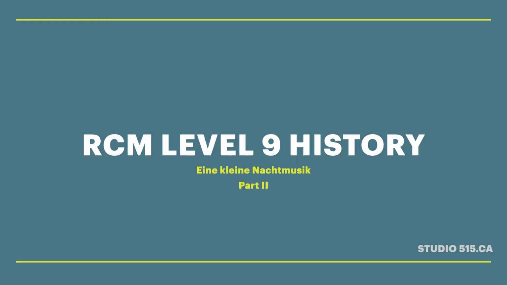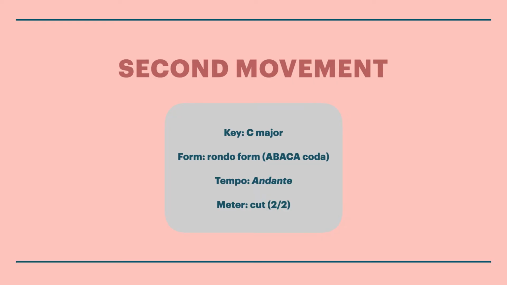Hi everyone, in this video we're going to be looking at the remaining three movements of Eine kleine. So for the second movement, we've got the key of C major, the subdominant key of our first movement, the tonic key of the whole work.